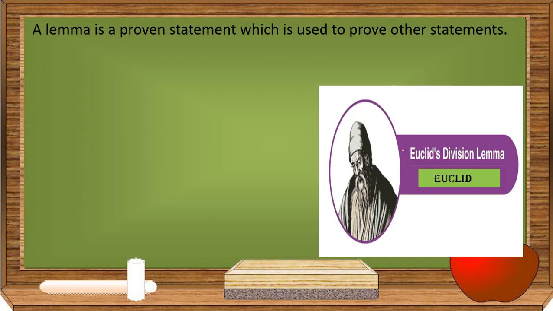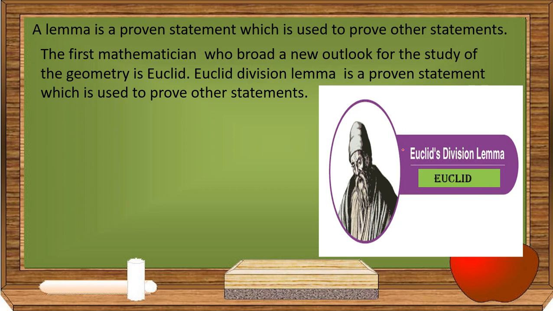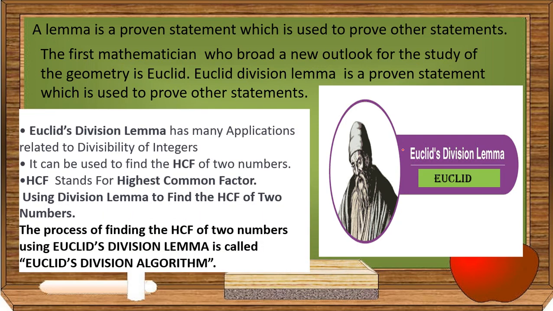A lemma is nothing but a proven statement which is used to prove other statements. Now the great mathematician Euclid, who gave Euclid's division lemma, was the first mathematician who brought a new outlook to the study of geometry. Euclid's division lemma is a proven statement used to prove other statements, and it has many applications related to divisibility of integers.